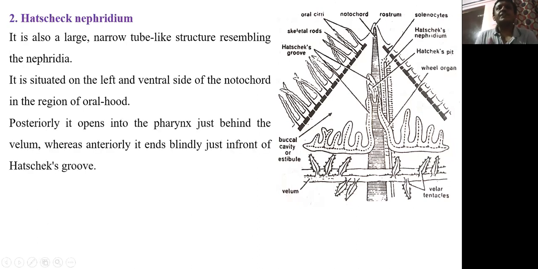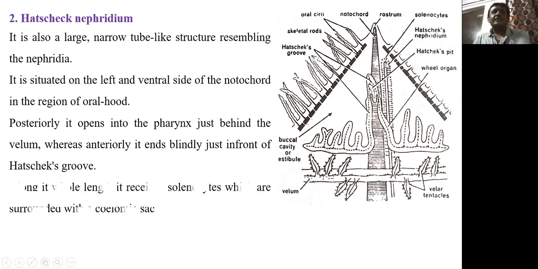Posteriorly, it opens into the pharynx. That means Hatschek's nephridium posteriorly opens into the pharynx just behind the velum. Here you can see this is the velum, and behind the velum Hatschek's nephridium opens into the pharynx. Whereas anteriorly it is blind. So here it ends blindly just in front of Hatschek's groove. This is Hatschek's groove, and here it ends blindly.